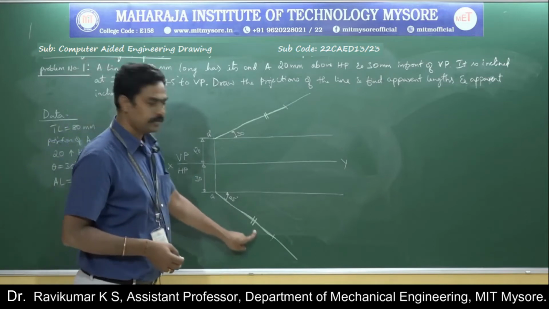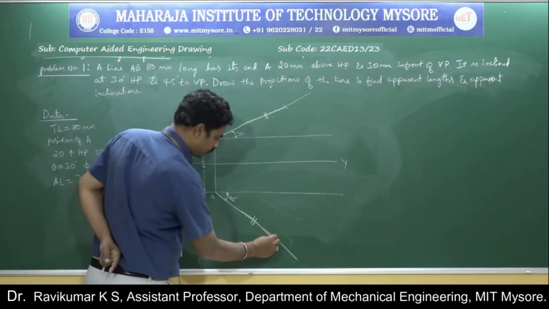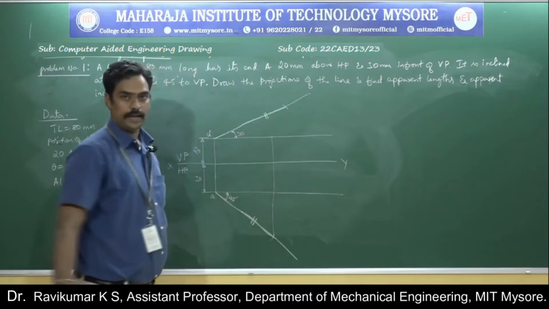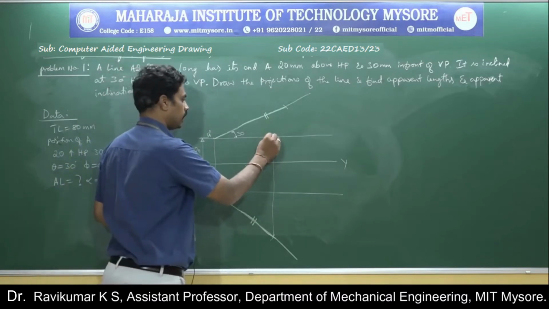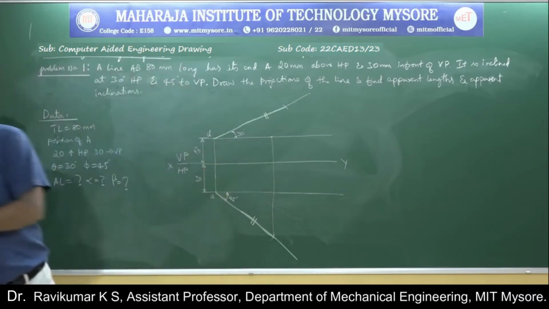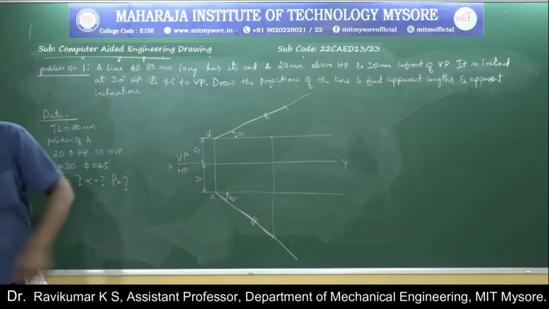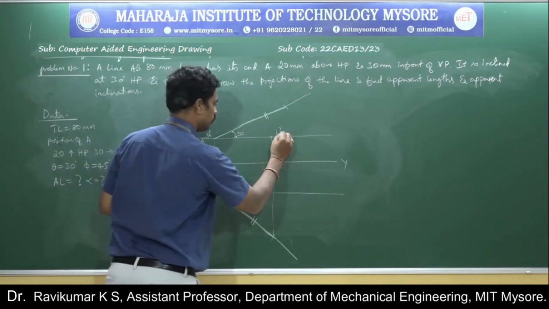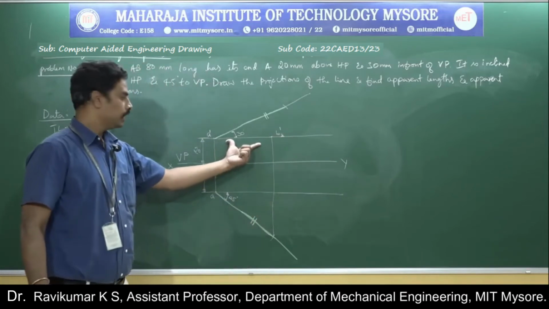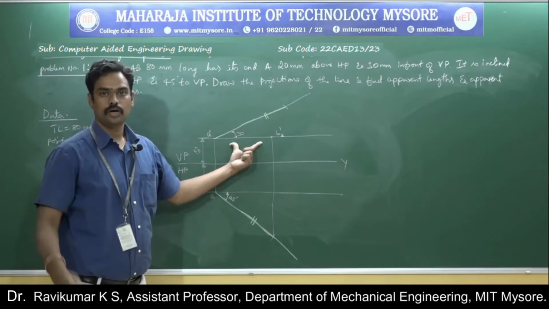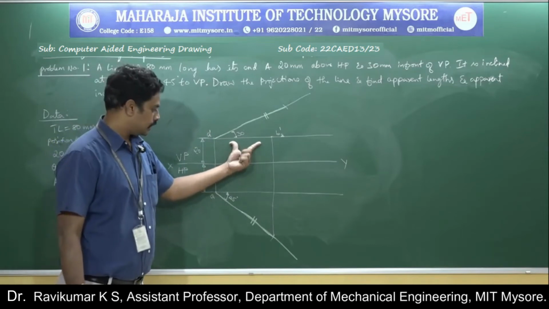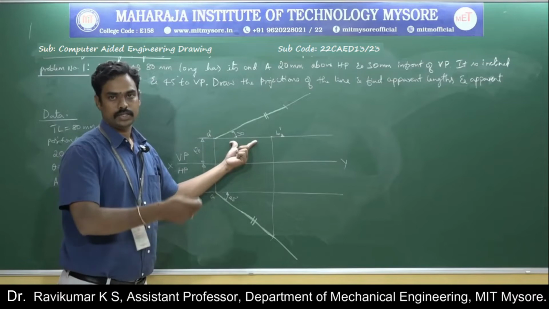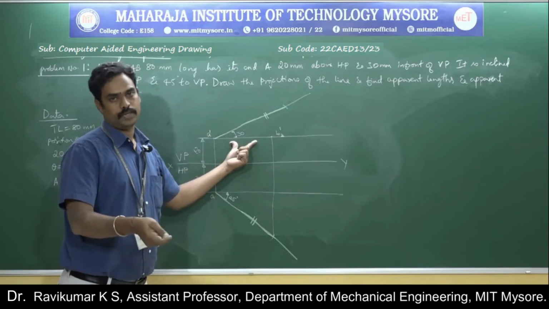So we know that this is the true length in the top view. Now I will project a line from this particular point up to the locus of point A. Just observe this point A dash and B2 dash. This I will take as B2 dash. Just observe this one. This is one of the cases of 4 or 5. So here it is inclined to VP and parallel to HP.